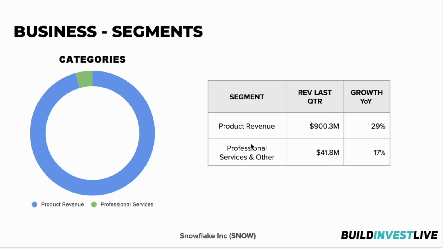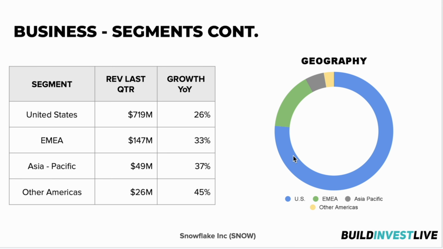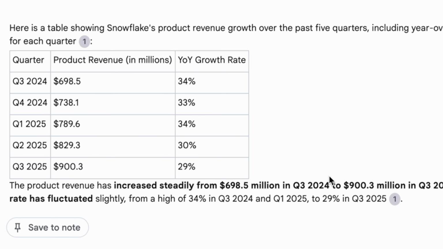But what's most important to see here is that product revenue is still growing at about 29% year over year. And then if we break it down by geography, we can see that the US is by far the biggest segment in the list, but every segment is growing at a good clip, with the US actually being the slowest at around 26%, but everything else above 30 and even above 40. If we just take a look at the growth trend here in Notebook LM, you can see about a year ago it was mid-30s, and it's come down a bit to about 29%. So it's definitely slowing, but to me, it's still strong growth.